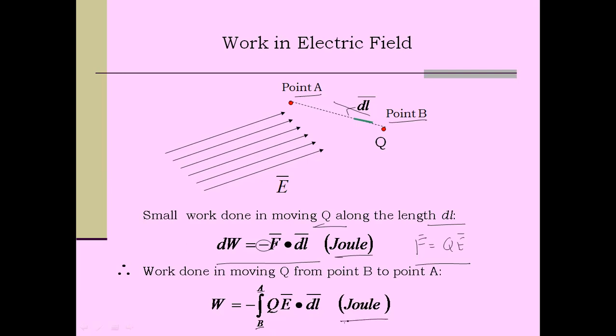So that should be the amount of work required, the external work to be exact, to move a charge of Q from point B to point A in the existence of the electric field E. So that should be the definition of the external work or external energy.